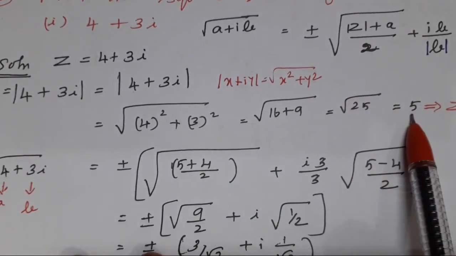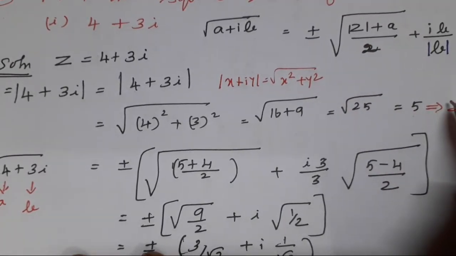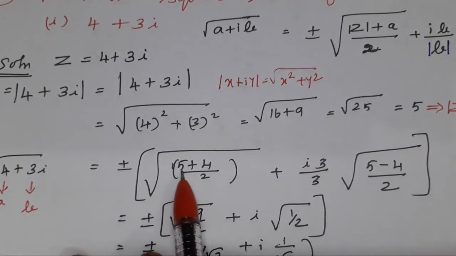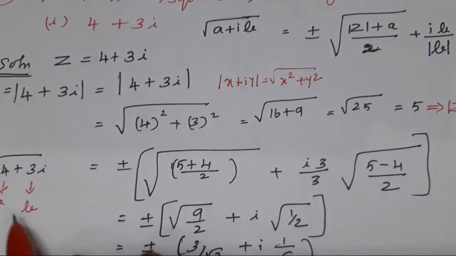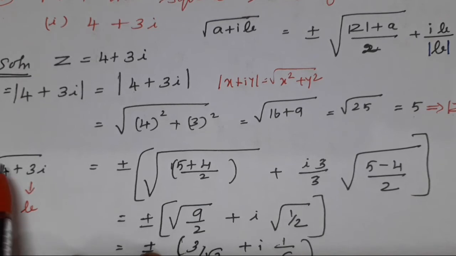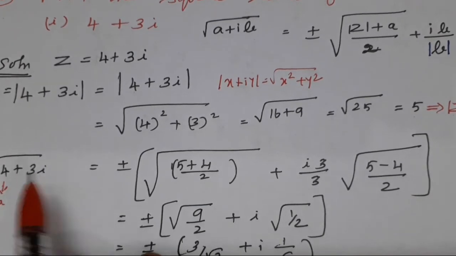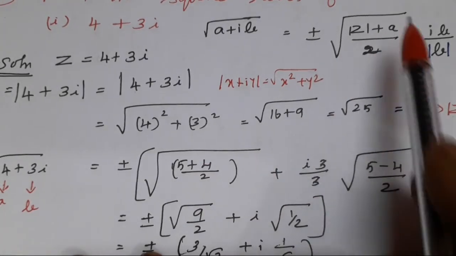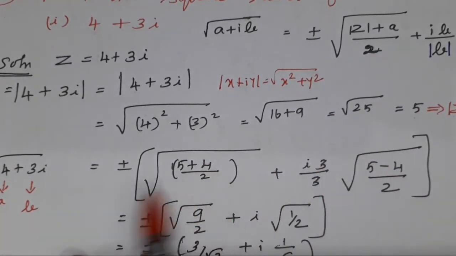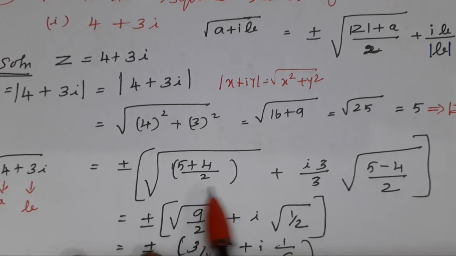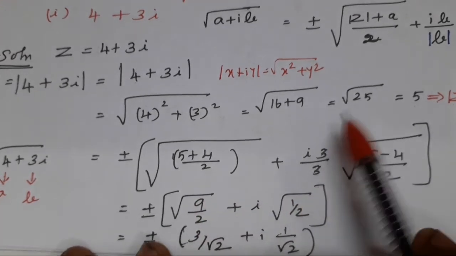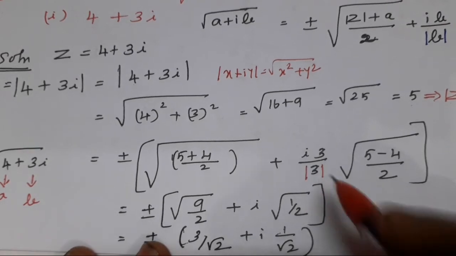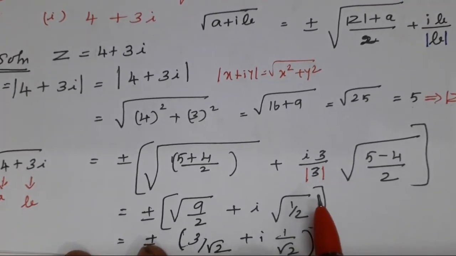What is our modulus of z? Not z, modulus of z is 5. That is 5 plus what is our a value? A equal to 4. The real part is a, the imaginary part is taken as b. Now plus or minus root of modulus of z plus a, that is 5 plus 4, divided by 2, plus i into what is our b? B is 3, again divided by modulus of 3. Modulus of 3 is nothing but plus 3 only.